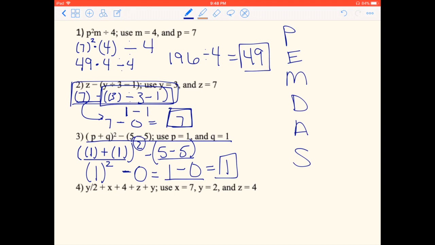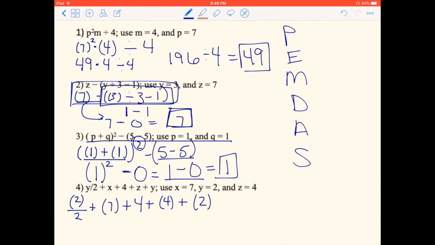All right, so then we have this long one right here, y over 2 plus x minus 4, plus 4 plus z plus y. So start by doing your parentheses. I'm going to put this over 2 like this, just so it's easier for me to make sense of it. It says x is 7, so my x is here, so I'm going to put a 7. Y is 2, so we have a y here and a y here, and then z is 4.